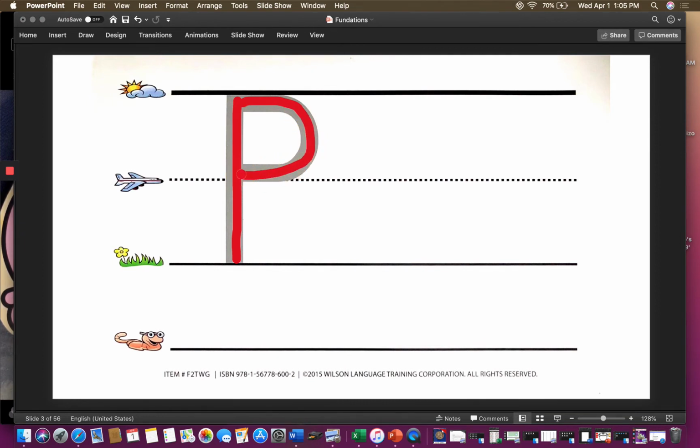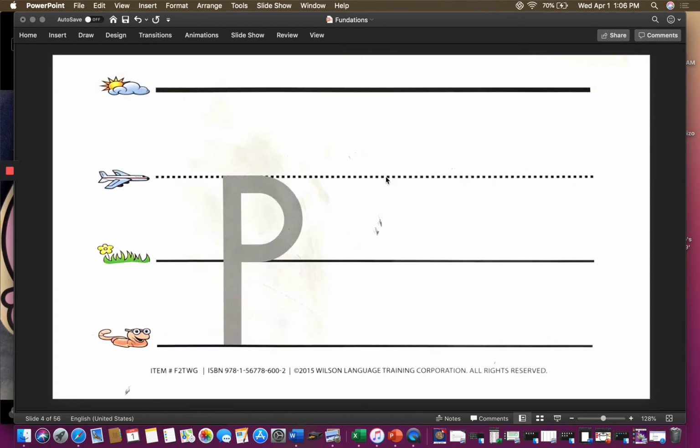P, pan, P. Okay, now we're going to try and make it again. We're going to start at the skyline. We're going to go down to the grass line. We're going to stop, start back up at the skyline, and go around to the plane line. P, pan, P. Good.